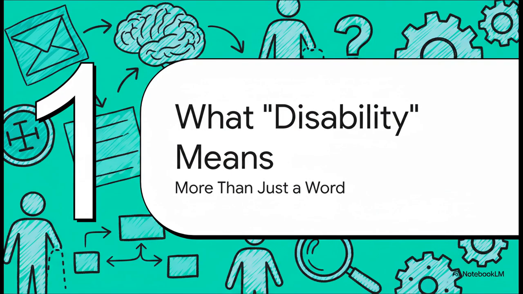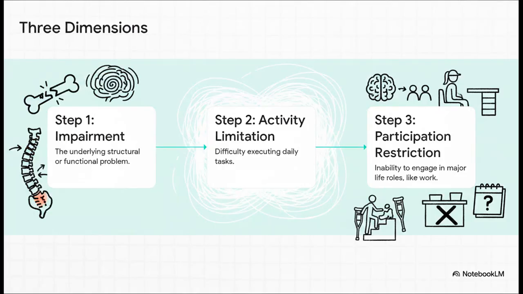Okay, first things first, we have to understand the language. In the world of benefits and claims, disability isn't just a casual word. Oh no, it is a technical term with a very, very precise definition. And you know what? Getting this right is the foundation for absolutely everything that comes next. It turns out disability isn't just one thing. The official framework actually breaks it down into 3 distinct dimensions, like a chain reaction. It starts with an impairment, which leads to an activity limitation, which then leads to a participation restriction.